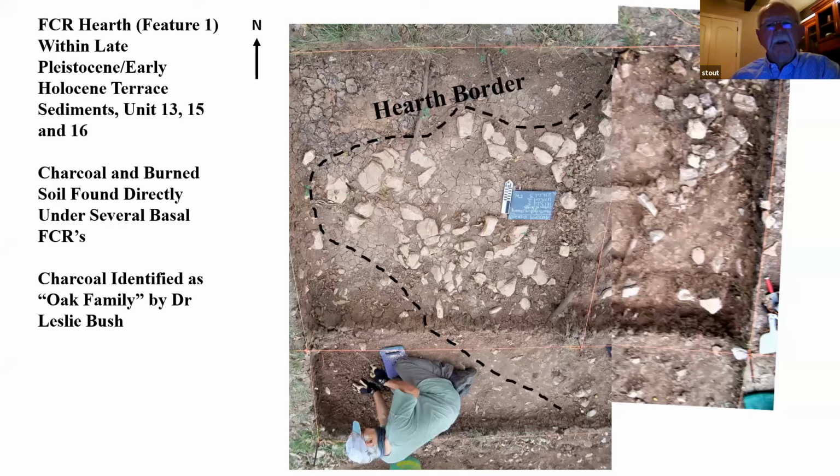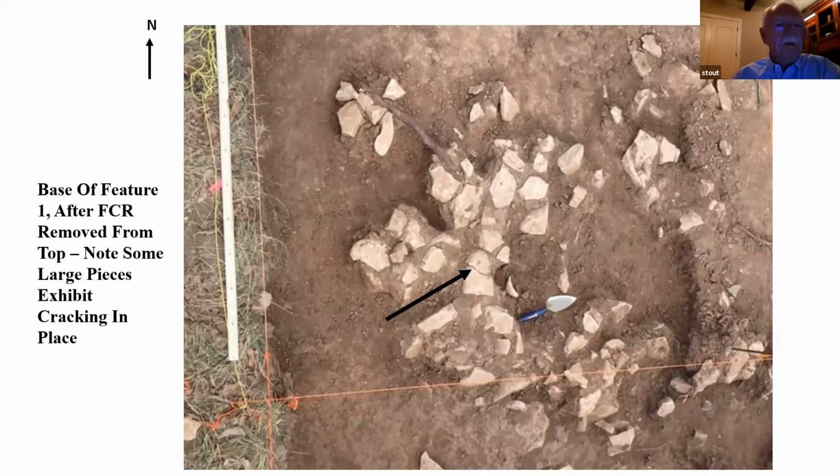And we did find some charcoal under some of these. We tried to have those dated, but they were too degraded to date. But we were able to get an identification of the type of material that the charcoal was from Dr. Leslie Bush, who was a paleobotanist. And she couldn't get any further than it being just in the oak family. So that was the wood that was used to heat this cooking hearth. This is just another level of that same hearth, but deeper.